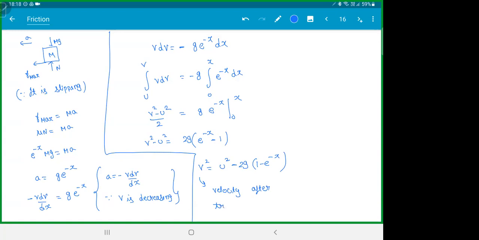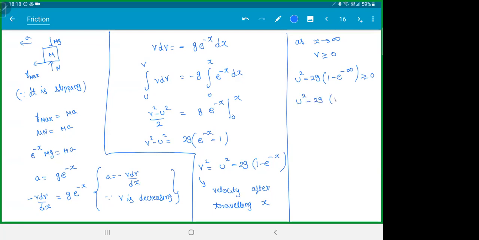I didn't ask you this, but that is a better one. And then what do you want at infinity? As x tends to infinity, v squared should be greater than or equal to 0. So u squared minus 2g times 1 into e to the power minus infinity should be greater than or equal to 0. So u squared minus 2g times 1 minus 0 is greater than or equal to 0. u squared is greater than or equal to 2g. u should be greater than or equal to root 20 meters per second. Please check.